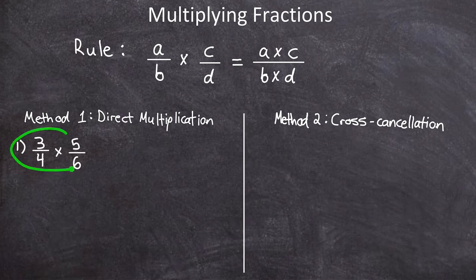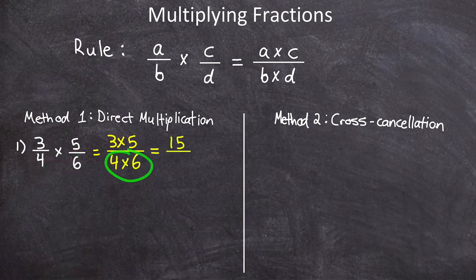Starting with example 1, where we'll use direct multiplication. To find the product of these fractions, I just have to multiply the numerators, 3 times 5, and divide that by the product of the denominators, 4 times 6. And then if I find these products, 3 times 5 is 15, and 4 times 6 is 24.